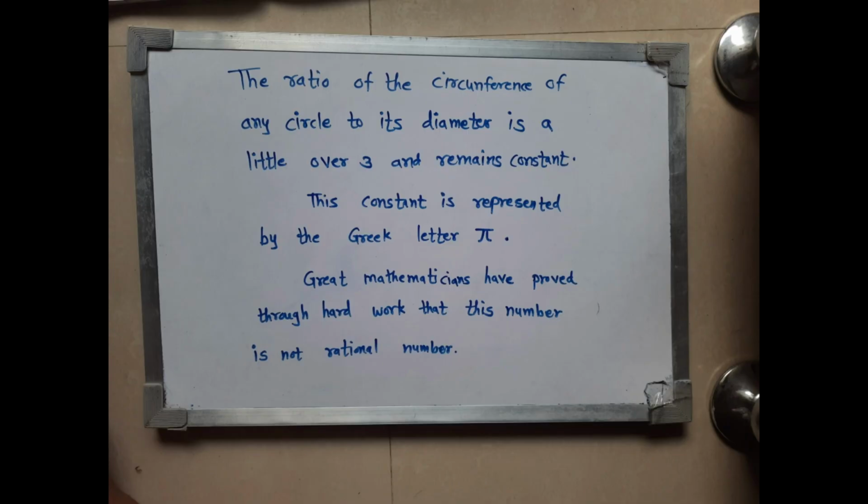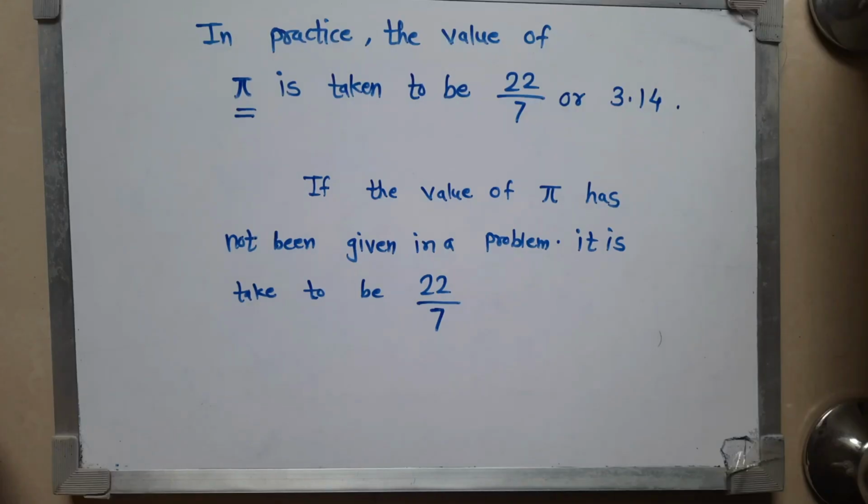We see the ratio of the circumference of any circle to its diameter is a little over 3 and remains constant. This constant is represented by the Greek letter pi. Great mathematicians have proved through hard work that this number is not a rational number.